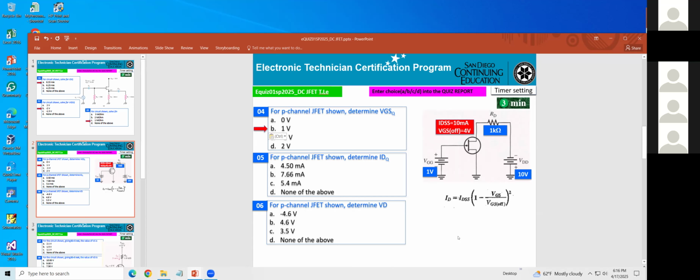Who got number 5? I think I put C. Correct. Okay.